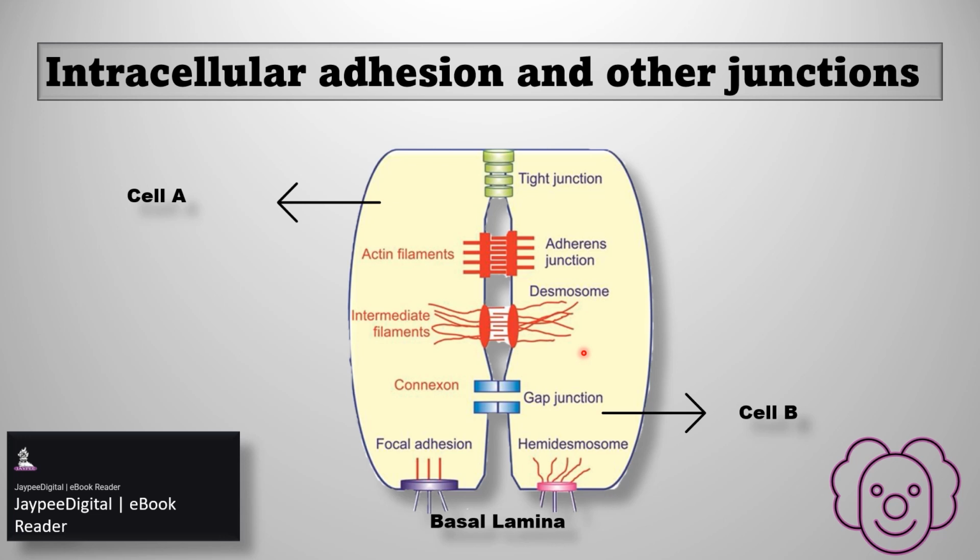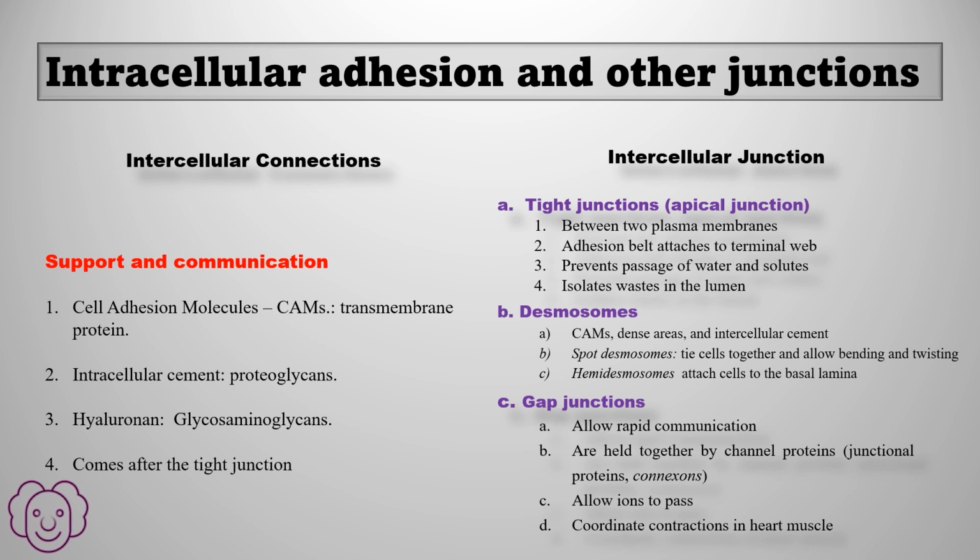They are important for adherence, and at the same time they play other roles, like the gap junctions, which mediate transport of fluid between the two cytoplasms. And let us go to the next slide, where we can have more information about them. Continuing the intracellular adhesions and junctions, we have two columns here. One is for the intracellular connections, the other is for intracellular junctions.